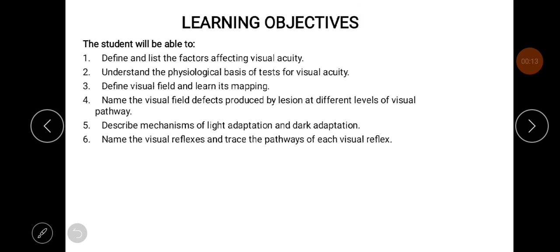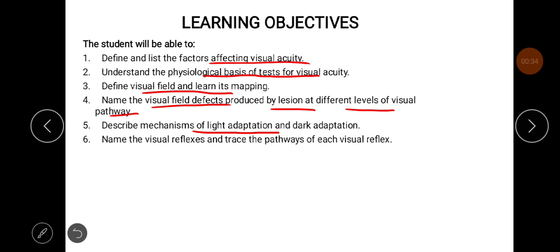The learning objectives of this class would be to define and list the factors that are affecting the visual acuity, understand the physiological basis of tests for visual acuity, define visual field and learn its mapping, name the visual field defects produced by lesion at different levels of visual pathway, describe mechanisms of light adaptation and dark adaptation, name the visual reflexes and trace their pathways.